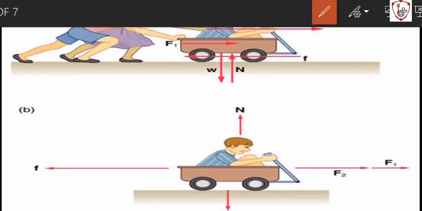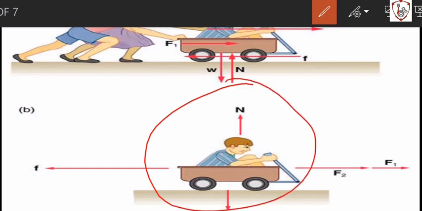Now if you just break it, isolate these forces. The single object is the boy on the cart. Normal force upward, weight downward. Pushing forces F1 and F2 in the forward direction and the frictional force in the backward direction. These are all the forces acting on a particular object. The system and the object is the boy and the cart. This way we will isolate the forces from the other objects, those acting on the particular object that we are targeting.